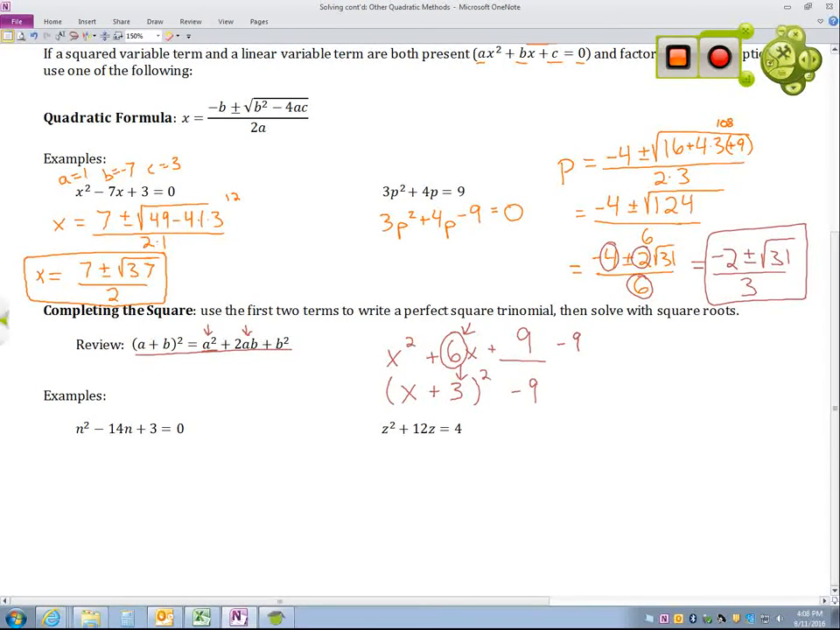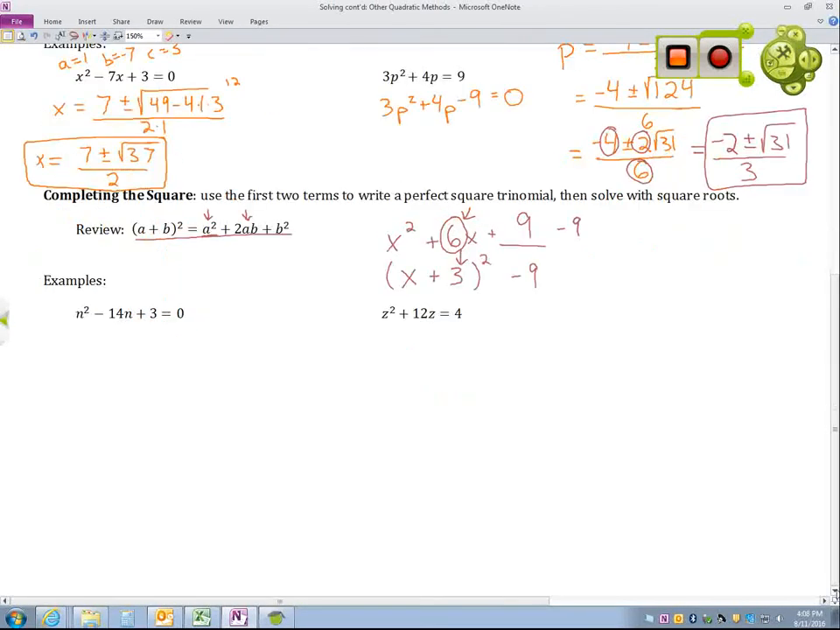Okay, but either way, you need to make sure that you keep things balanced, and it'll make a little more sense here when we do this equation. Okay, so I'm looking at n squared minus 14n plus 3. And I'm going to ignore that 3 for a minute and just look at the first two terms. And in fact, I'm going to rewrite it with a space. Okay, so that looks like the one I just did. So n squared minus 14n, and I'm going to put a space here.